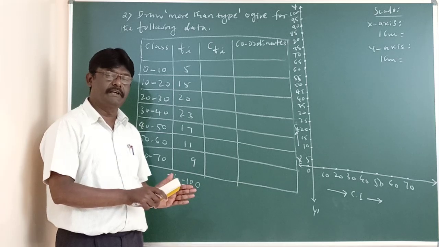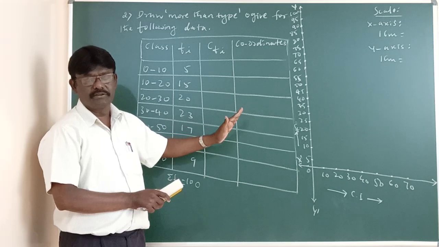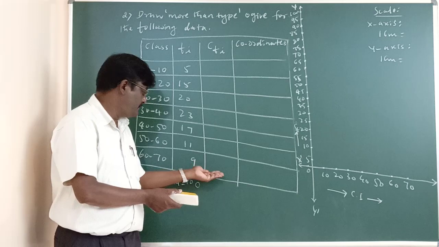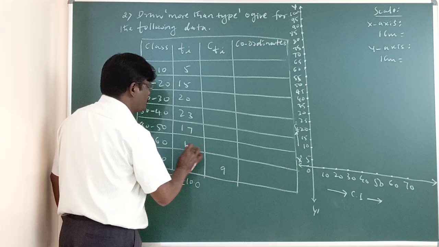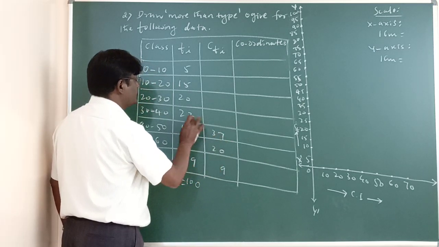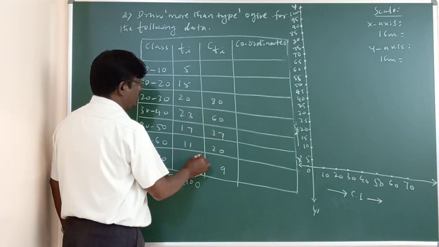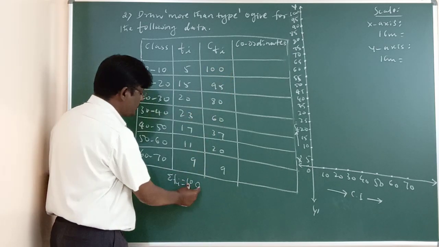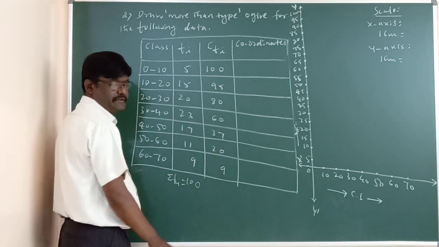Now the main difference in finding cumulative frequency for the more than type and the less than type: for the less than type we know we started from the top. For the more than type, you remember like this. Let us start, the cumulative means adding from the bottom. 9. 9 plus 11, 20, 37, 20 plus 37 plus 23, 40, 60, 80, 95, 100. Or you write 100, then go on subtracting. Then also you will get the same thing.